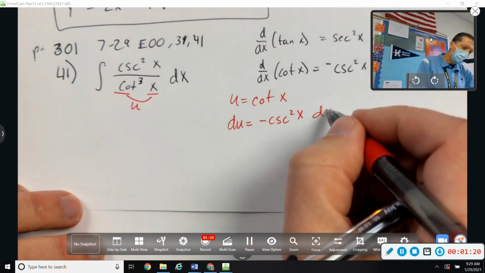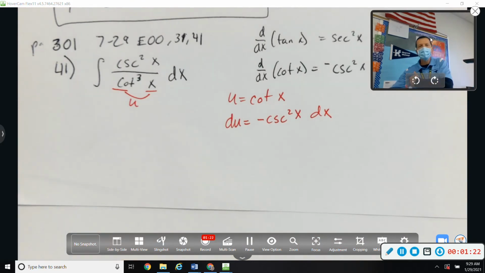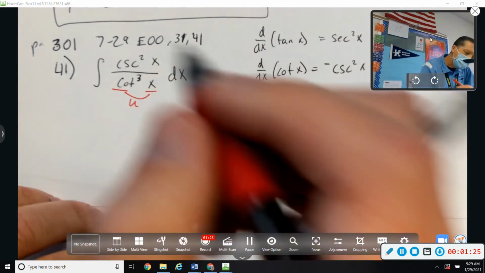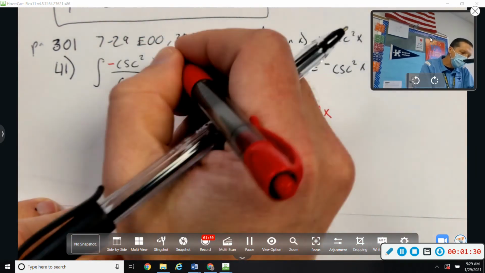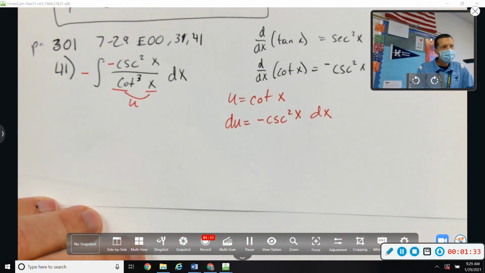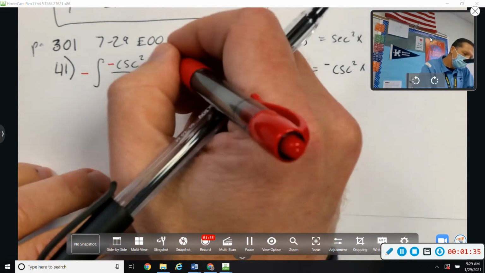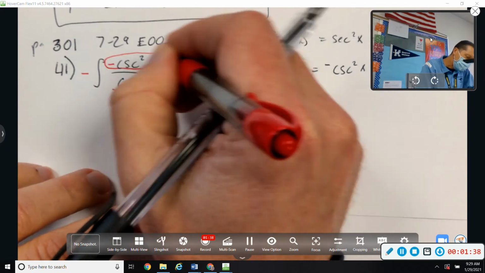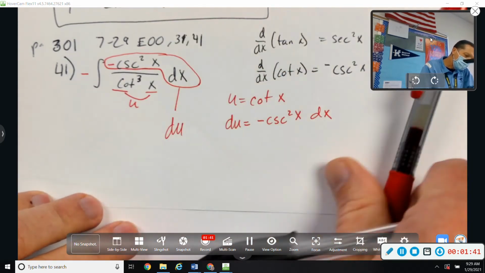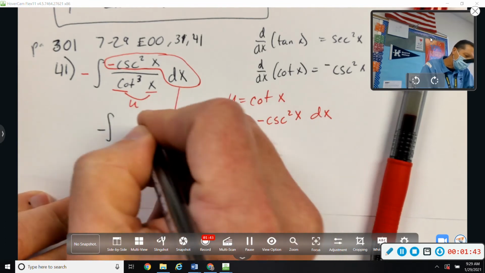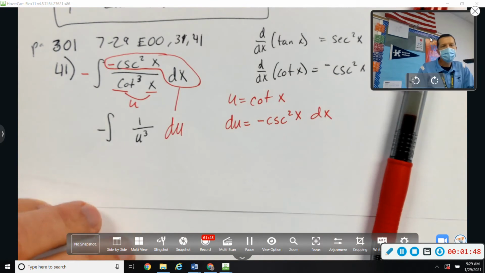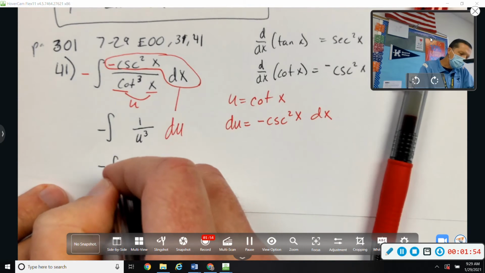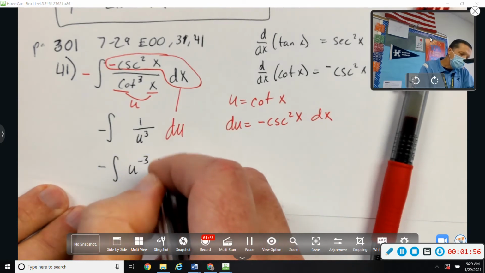Du is negative cosecant squared dx, because we just always put the dx on the other side. So I can make the du appear by putting the negative on the cosecant squared and a negative out front, so they counter each other. So all of that is du. Put a negative out front, and that's 1 over u cubed. And I don't want to integrate 1 over u cubed. I'd much rather integrate u to the negative 3.